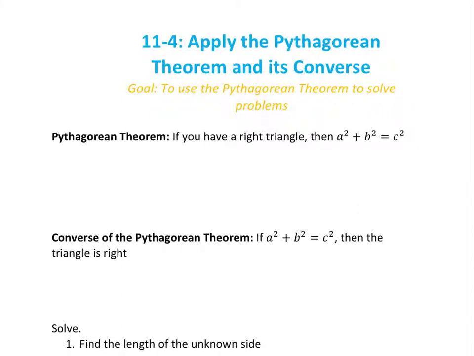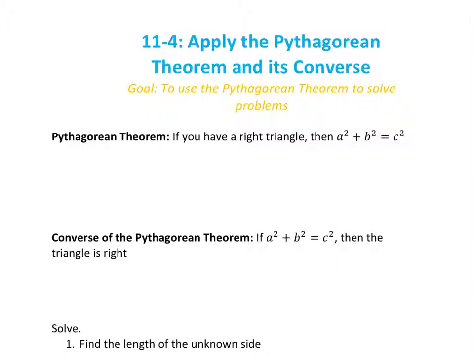Hey guys, so in section 4, we're going to talk about and learn how to use the Pythagorean theorem. So you might have heard this before. We use it to solve for the side lengths of a right triangle. Okay, so you might have seen this a little bit before.